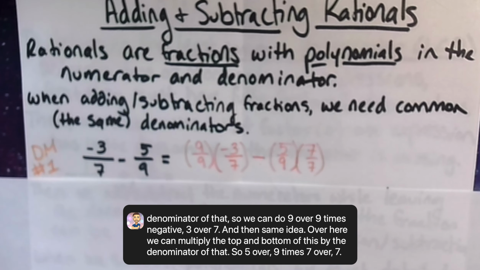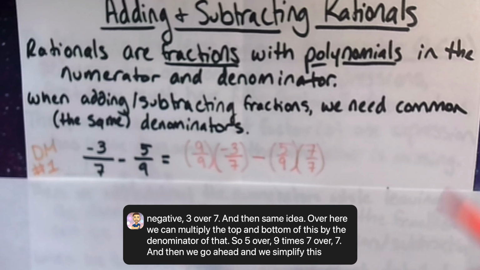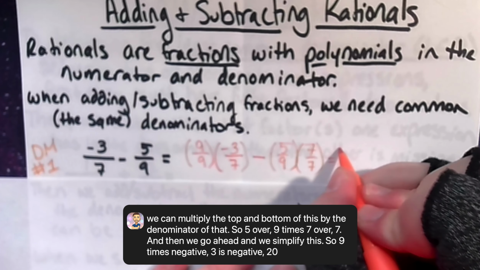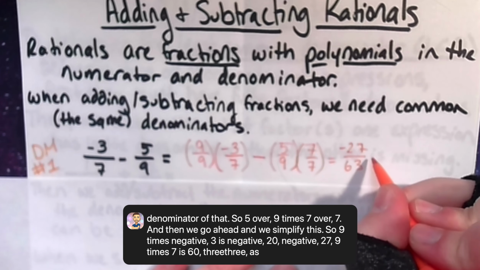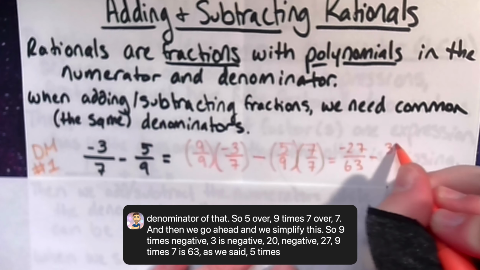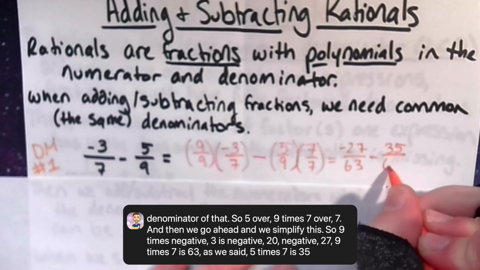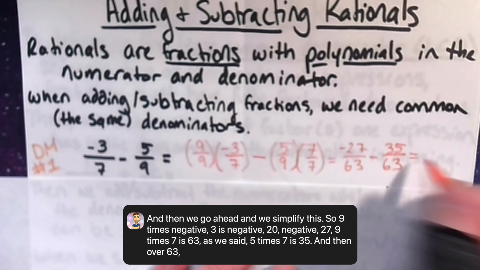And then we go ahead and we simplify this. So 9 times negative 3 is negative 27. 9 times 7 is 63, as we said. 5 times 7 is 35. And then over 63 again.